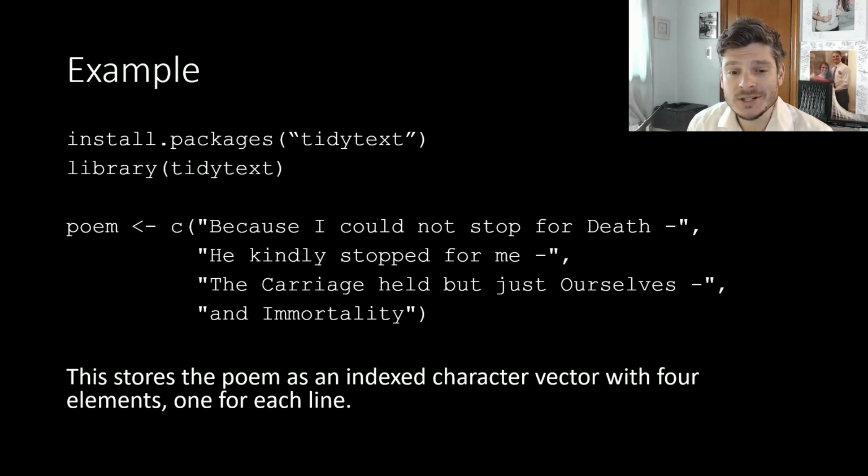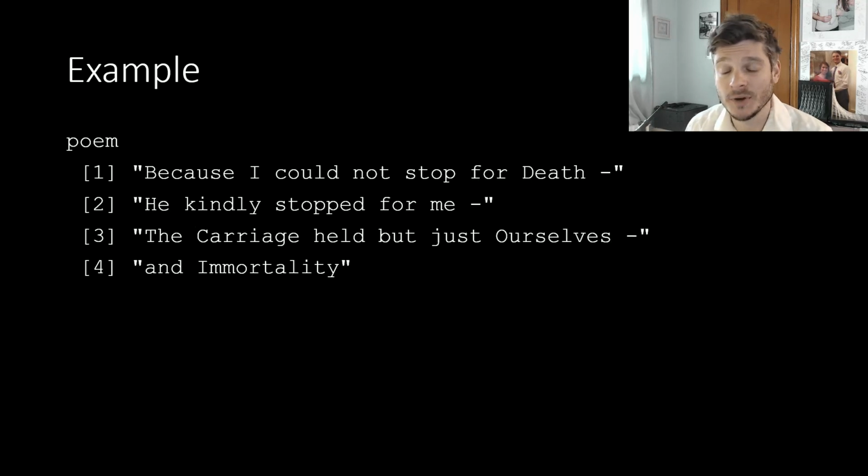Typically we might have our data stored in a bunch of different ways, but in this case, we have the poem stored in the variable poem as a character vector with 4 separate strings. So we have one string for each of those first 4 lines. If we were to check what's stored in poem, line 1: because I could not stop for death. Line 2: he kindly stopped for me. Line 3, and so on. So we have each of these as separate lines. Each line is its own individual character string in my character vector for poem.